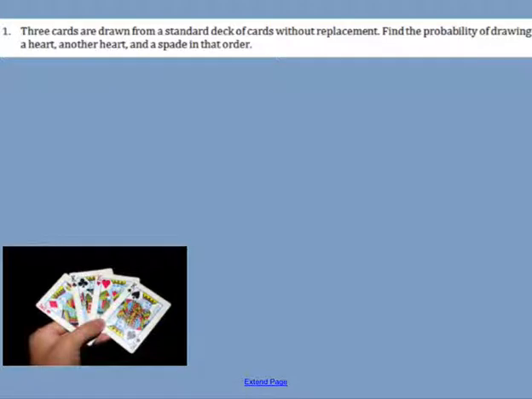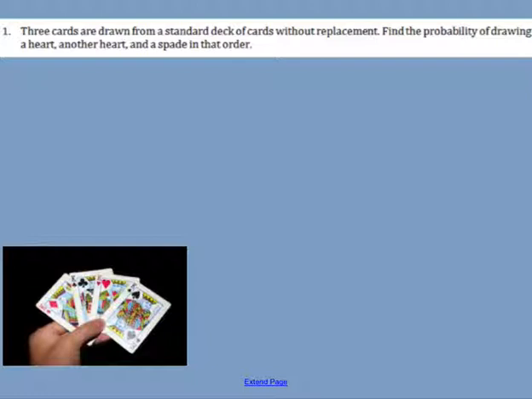And just as a reminder, remember that and means you need to multiply. So that's something that we're really going to be focusing on this unit. And means multiply. So 3 cards are drawn from a standard deck of cards without replacement. Find the probability of drawing a heart, another heart, and a spade in that order.